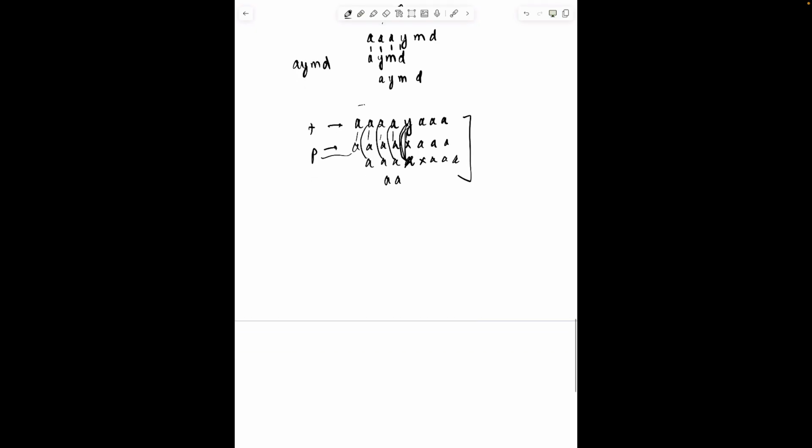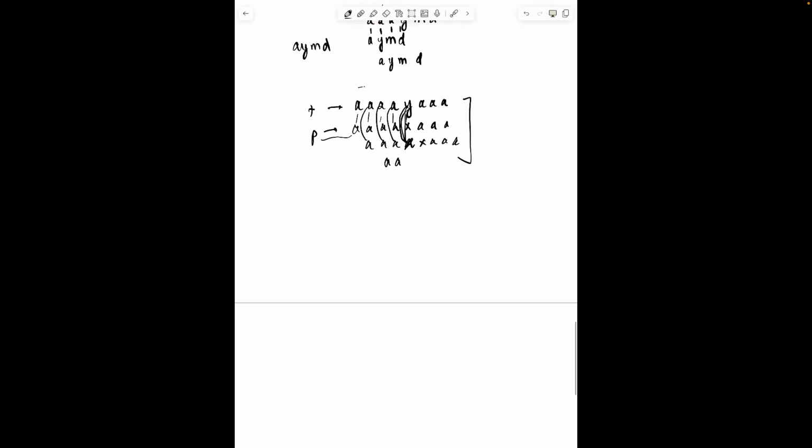Now, how does Knuth-Morris-Pratt or KMP get over this problem? How does it get rid of rematching the characters which were already matched in the previous iteration? For this, you need to understand another concept called the longest proper prefix that's also a suffix.